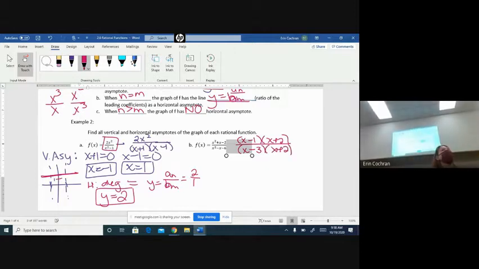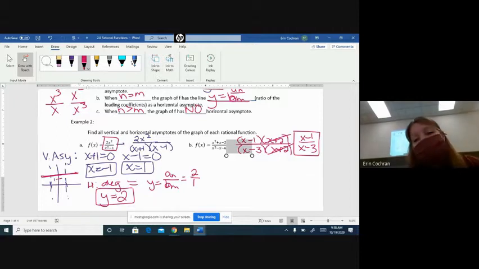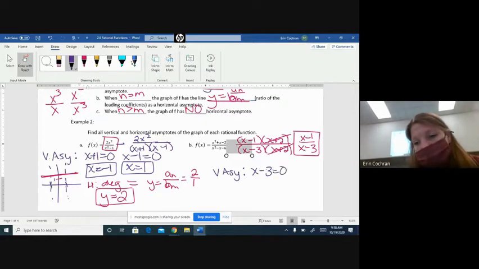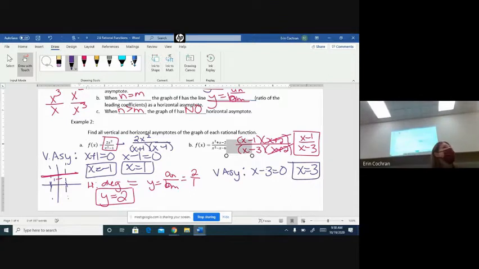Is there anything we can simplify now since we're in multiplication? Yeah, what can I simplify to? I can cross out the x plus 2's, and that simplifies to x minus 1 over x minus 3, right? So now, based off of this, this is where we find our vertical asymptote. So how do we find our vertical asymptote? We set our denominator equal to 0. So x minus 3 equals 0. So x would equal 3. So my vertical asymptote is x equals 3.